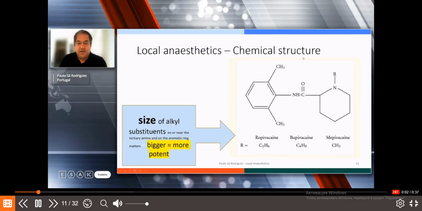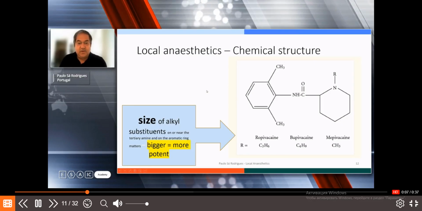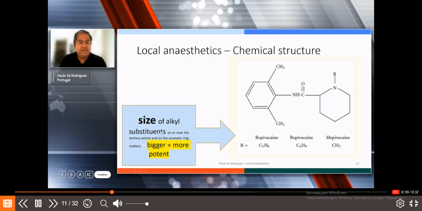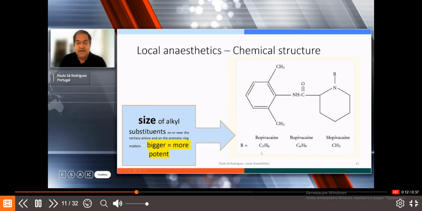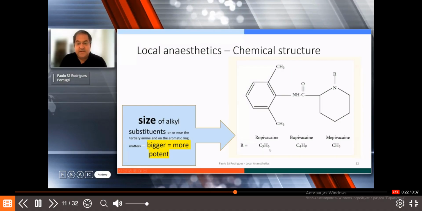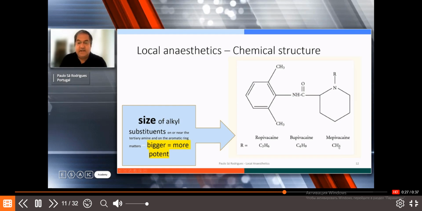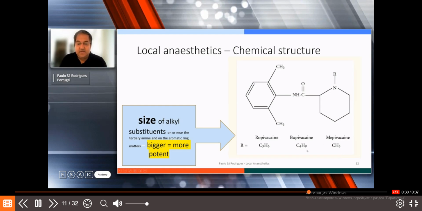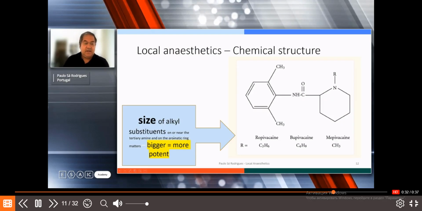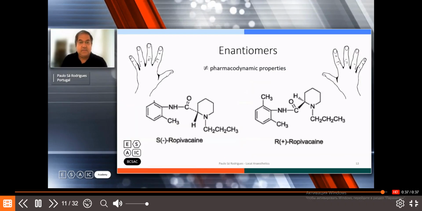This structure has a particular relevance. The bigger the size of the alkyl substituents, the more potent the molecule. So the substitution for the alkyl group, such as in ropivacaine, C3H7, is less potent than bupivacaine, and mepivacaine is even less potent than these two. So the bigger the substituents, the more potent the molecules are.